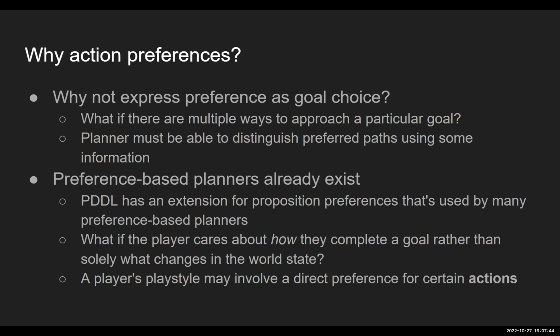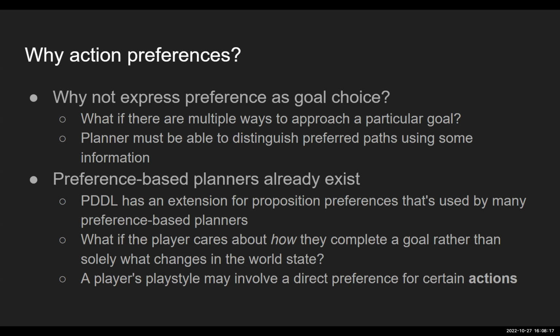So let me talk really quick about action preferences. Some of you might not know why I'm even talking about this, but basically you might have the question of why don't we express preference as goal choice instead? Plenty of planners do this, particularly narrative planners can express character traits through what goals they choose to approach. In our case, we're really looking at situations where, say, a designer has designed a level where there are multiple paths in order to reach the end of the level, and we're trying to figure out how certain types of players will approach those paths in order to reach the end of the level.